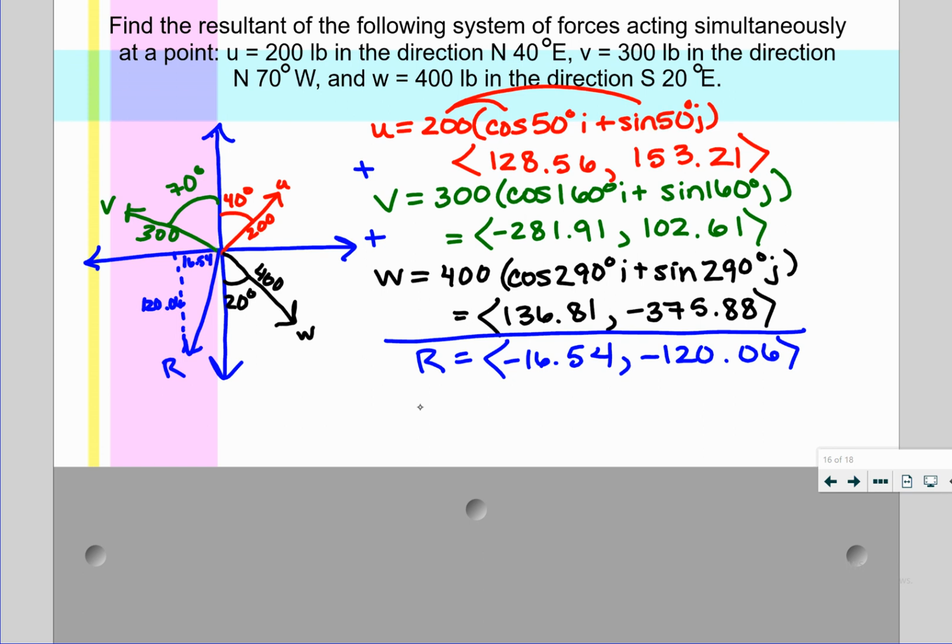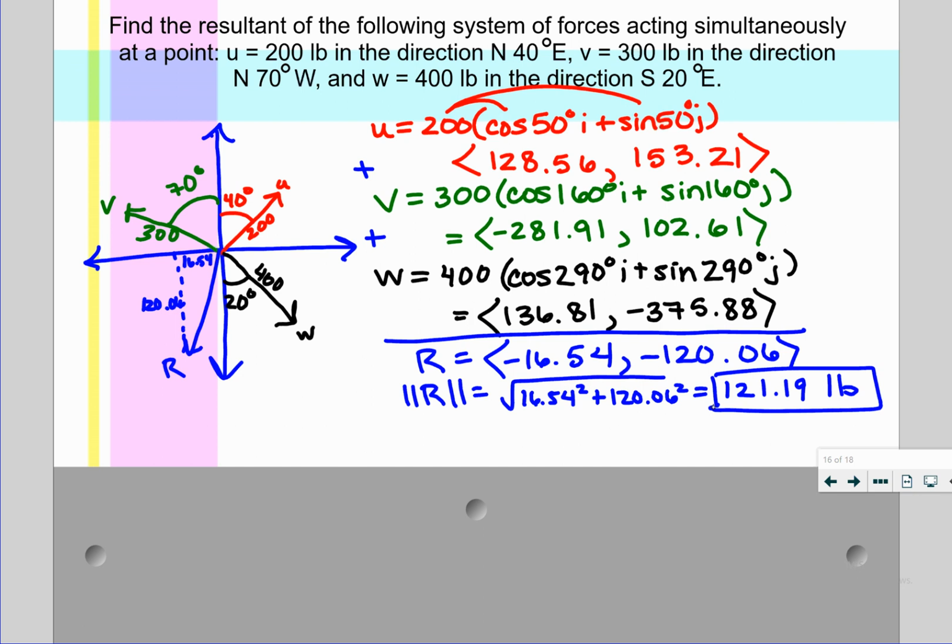Two things we have to find are the magnitude of R. I don't need the picture for this one. That's just my Pythagorean theorem. You can see it here. It's just the hypotenuse of that triangle I drew, if you want to visualize it. Square them and add them. Again, I don't need the negatives. Take the square root. 16.54 squared plus 120.06 squared, take the square root, and I get 121.19. And again, it's pounds of force.